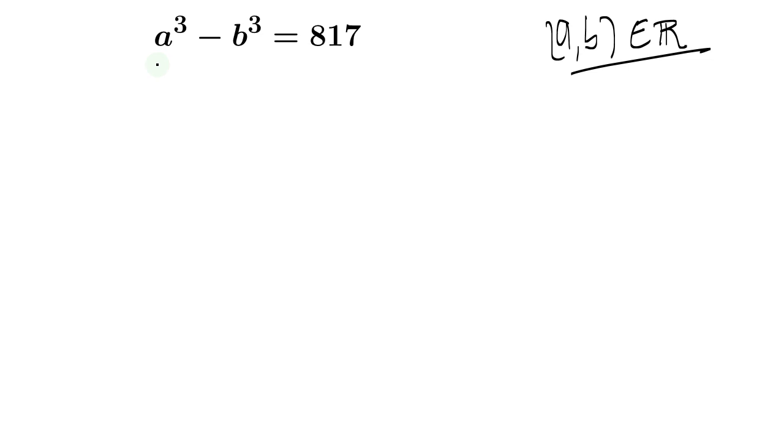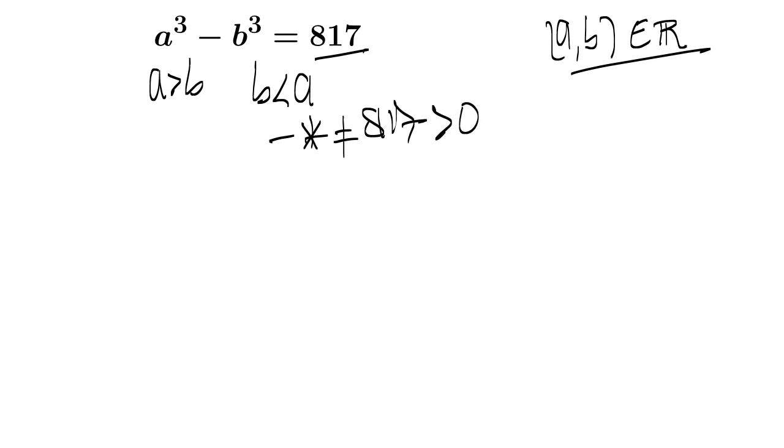So, analyzing this problem here, a to the 3 minus b to the 3, this one is a positive number. So if I want this to be true, I have to say that a is greater than b, okay? Otherwise, if I say that a is smaller than b, it means that the right side is going to be negative, and I'm going to have a negative number here, which is going to be different from 817, which is greater than 0. Okay, so let's work on this.